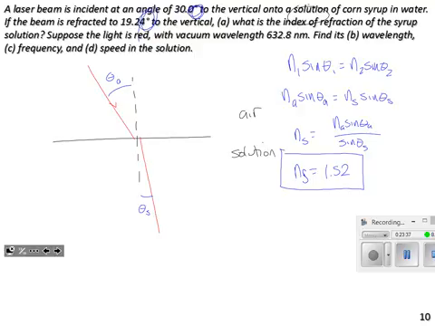It's just a ratio. It's not a speed. There's no units. That's it.